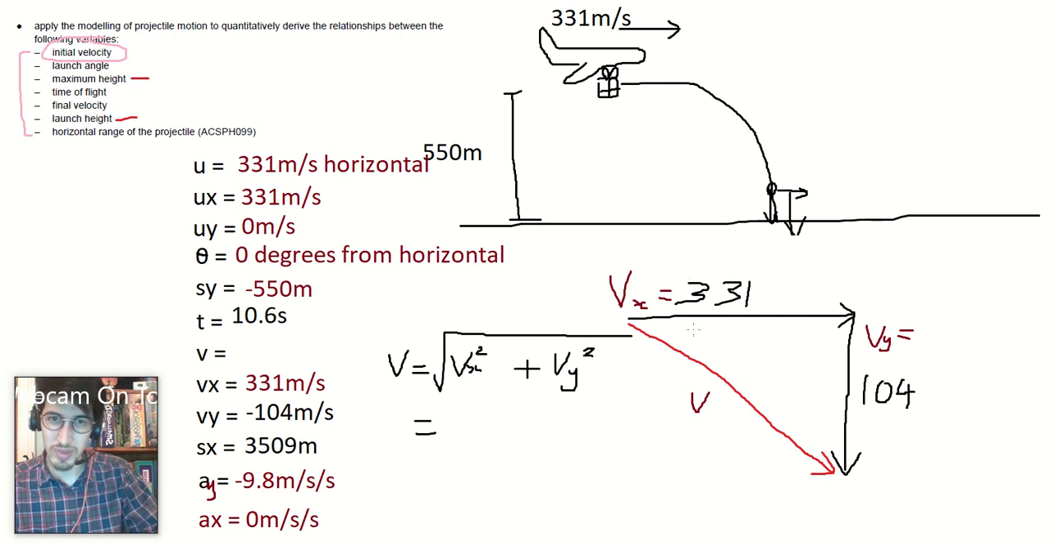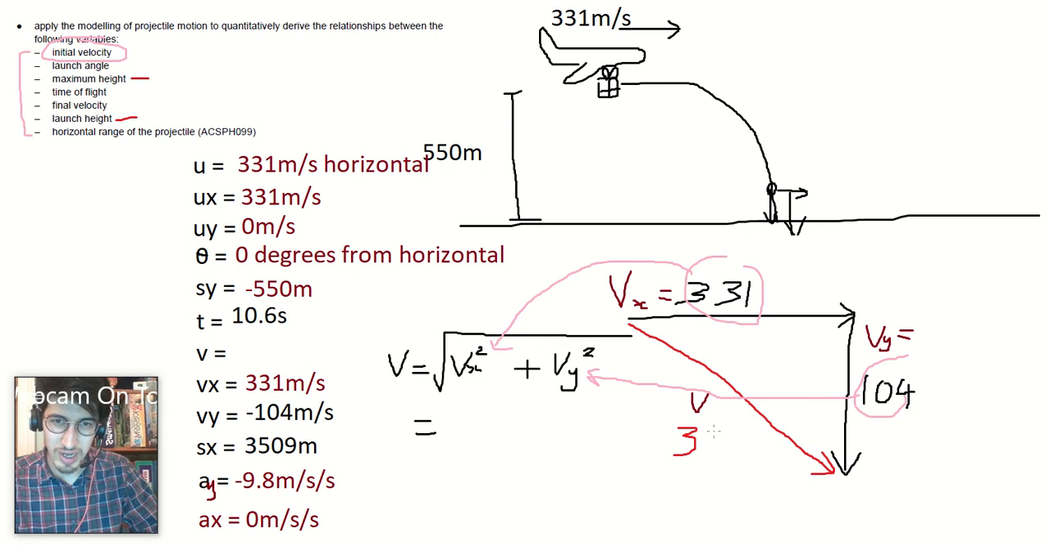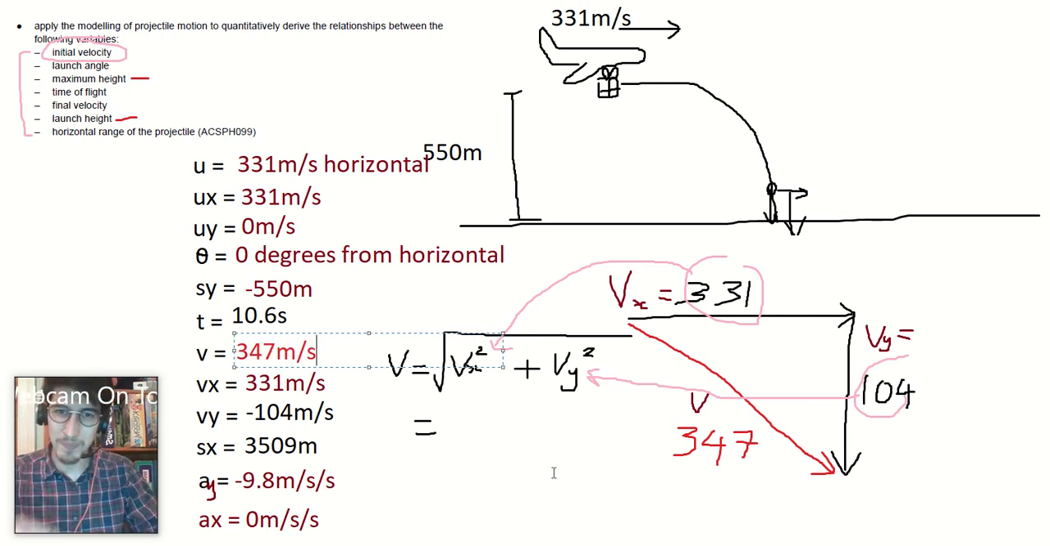So I just substitute some numbers in. I'm putting 331 into here where it says vx. I'm putting 104 down here where it says vy. And I end up with 347. So over here, this red arrow, I'll draw it in red so you know, is going to be a value of 347 meters per second. That is the final velocity. 347 meters per second. And that makes sense. You know that the hypotenuse of a right angled triangle is going to be the largest number, and 347 is larger than 331 or 104.